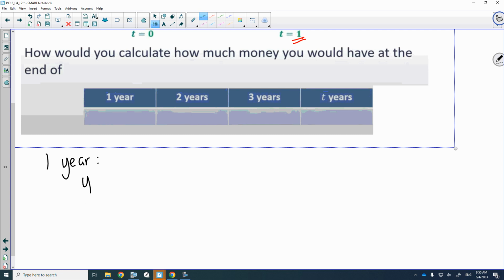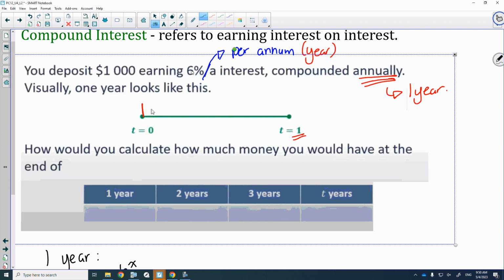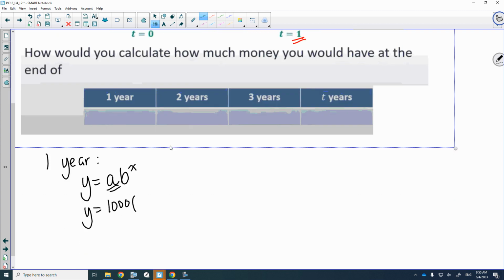Remember that y is equal to a b to the x. Y is equal to our initial amount invested, which is $1,000. Our b value, 6% growth, is going to be 106%, and as a decimal, that would be 1.06, right? So our b value would be 1.06, and then this is going to be our number of years.